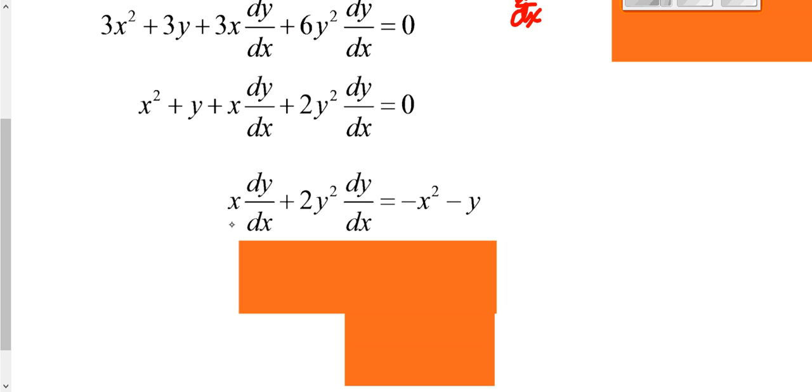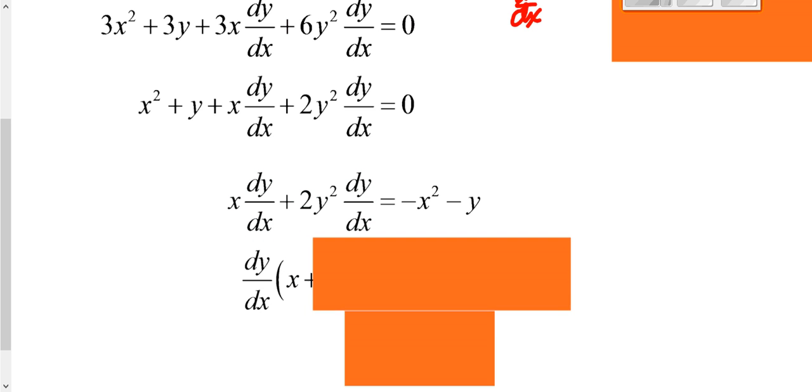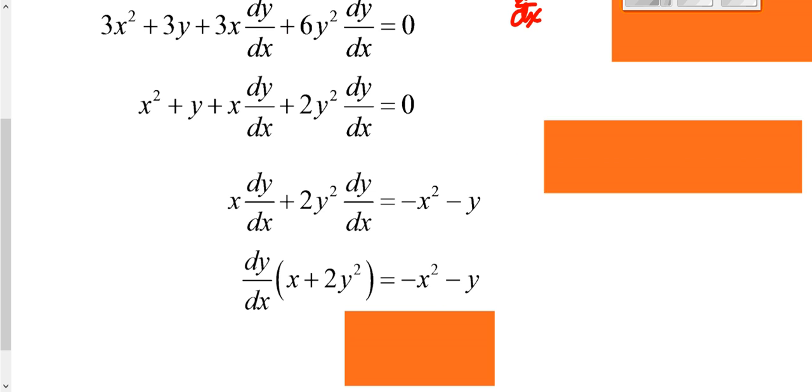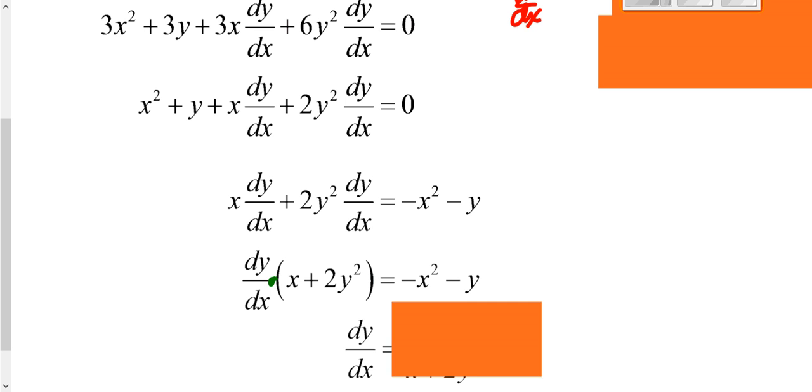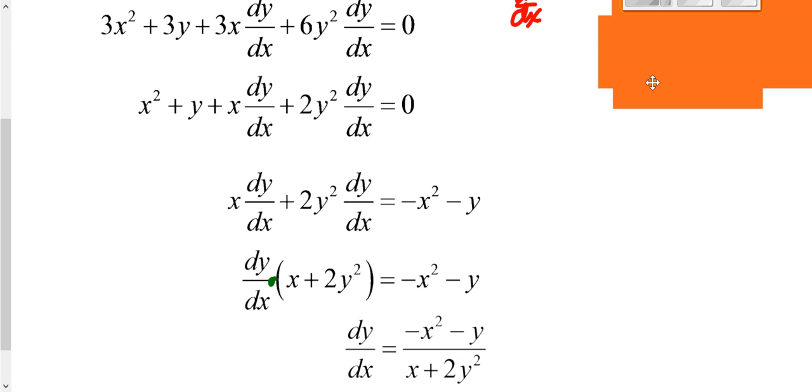Now you'll notice dy over dx is a common factor. You could pull that out. So now you just have dy over dx multiplied by something. So to get dy over dx by itself, you just have to undo your multiplication, so you have to divide. Notice, in any spot here where I wrote dy over dx, another thing I could have written instead would be a y prime.